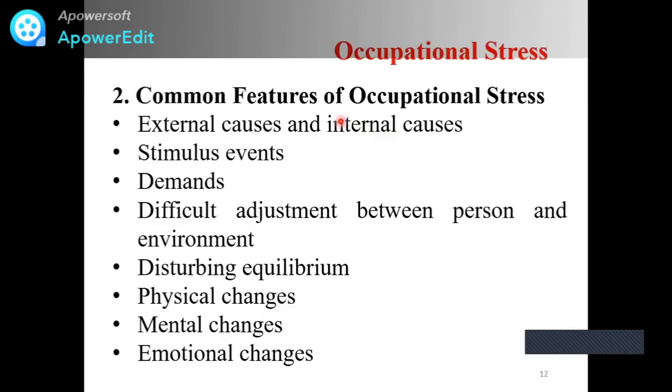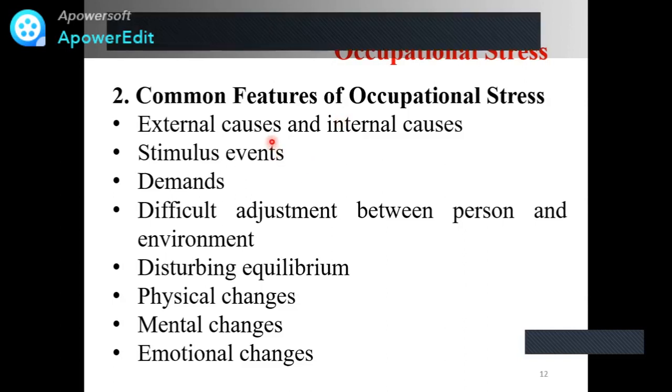Common features of occupational stress. Following are the common features of occupational stress: external causes and internal causes, stimulus events, demands, different adjustment or lack of adjustment between person and environment, disturbing individual equilibrium, physical changes, mental changes, emotional changes. Those are some examples for the causes of occupational stress.